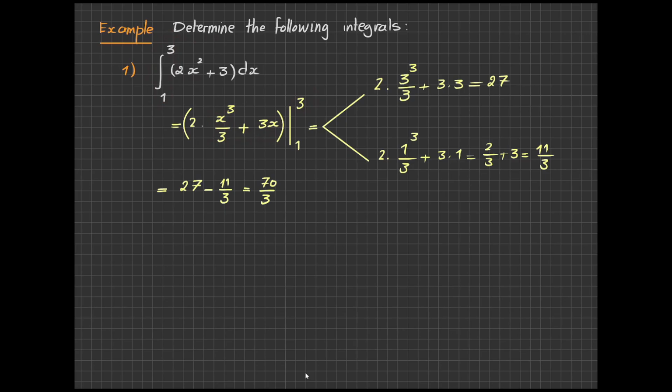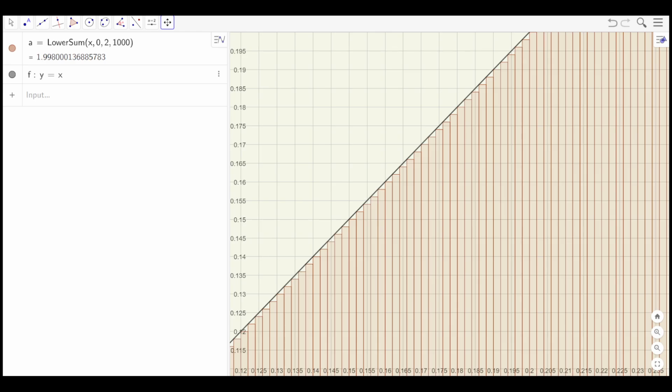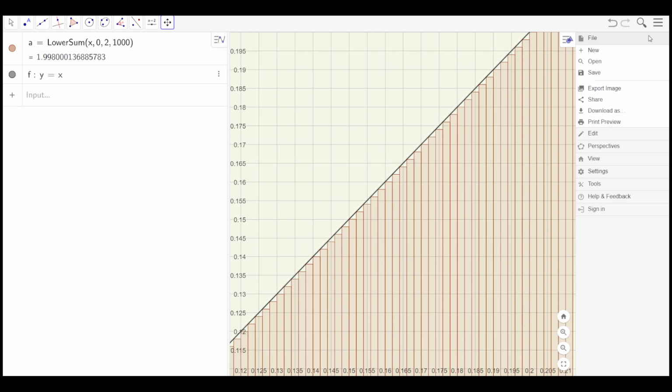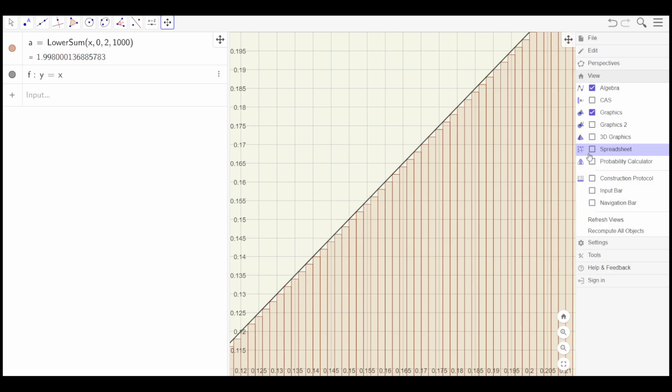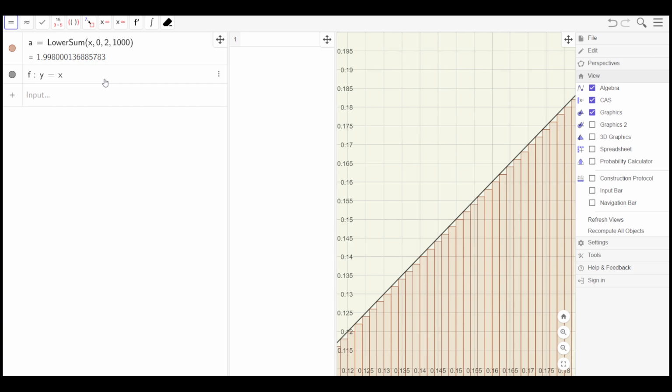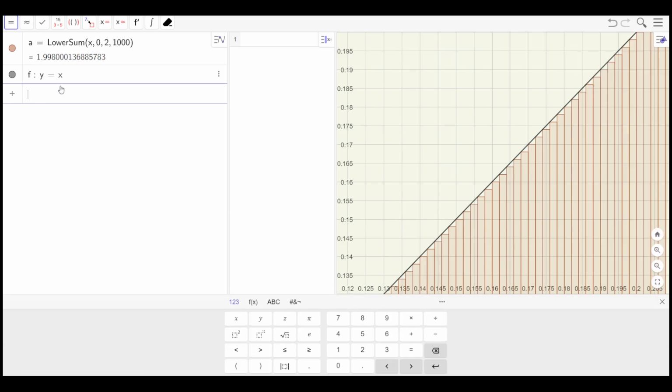I'm confused about all these buttons here. So anyway, let us go to GeoGebra and learn how to calculate this. So I think we need to go to CAS view here. Okay, so there is an integral sign here. Let us use this. Okay, so how should I do that then?